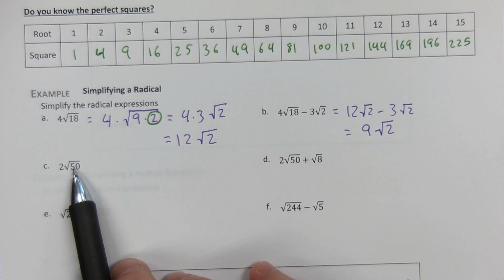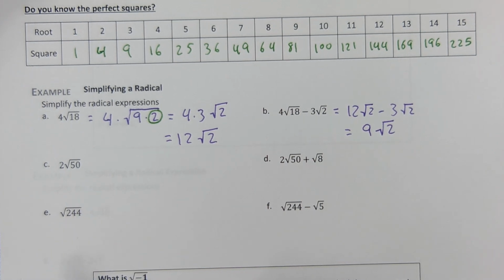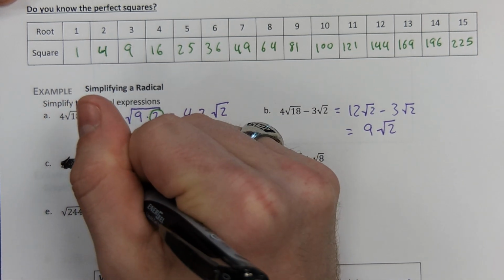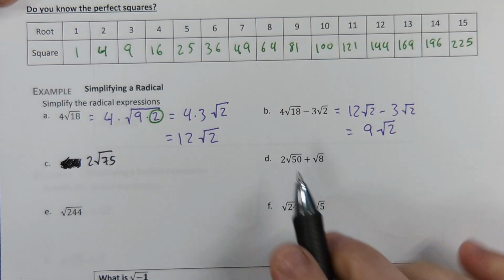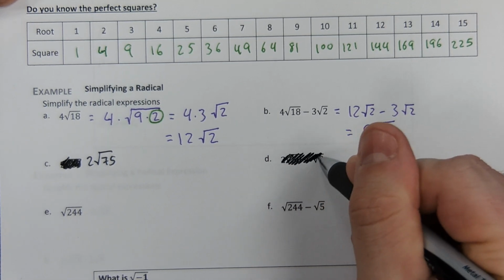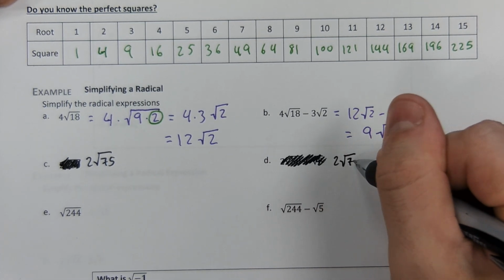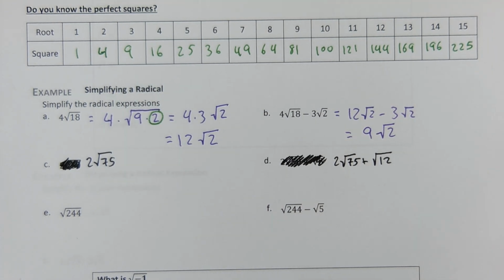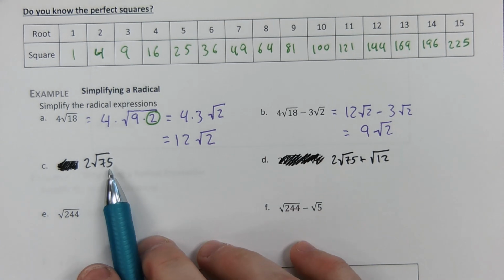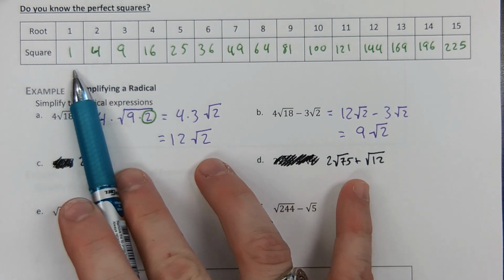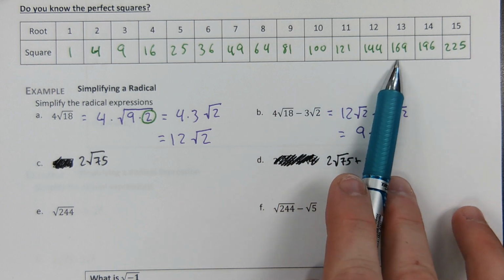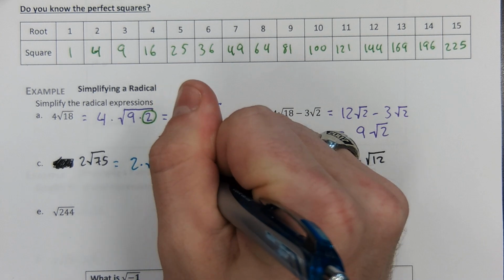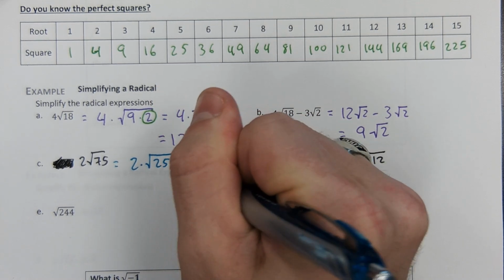Now this example, it says 2 root 50, but just to make sure that we get a more diverse set of questions, I would like to change this to 2 root 75. And over here, we'll change it to 2 root 75 plus root 12. Just to make sure I have enough different kinds of examples. So you're looking at the number 75, and once again, that's not a perfect square. So you look up here and you ask yourself, which of these numbers can I divide 75 by? That one. 75 happens to be 25 times 3.